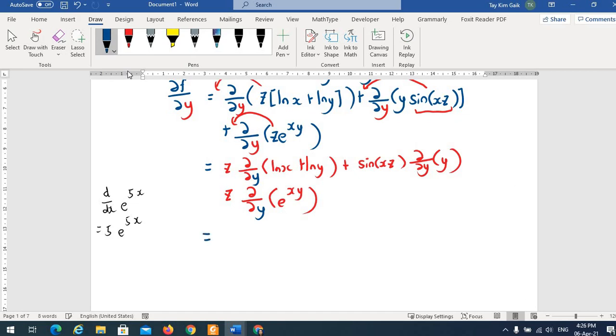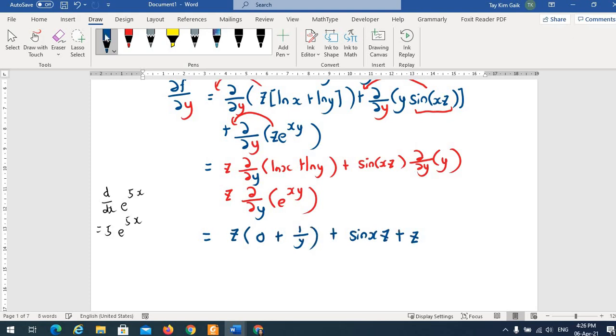For this first term, del y ln x will be 0. Del y ln y is 1 over y. Del y of y you have 1, and so here you get sin xz. Question 1 del z, never mind, this one do del y first. And then del y exponent xy.